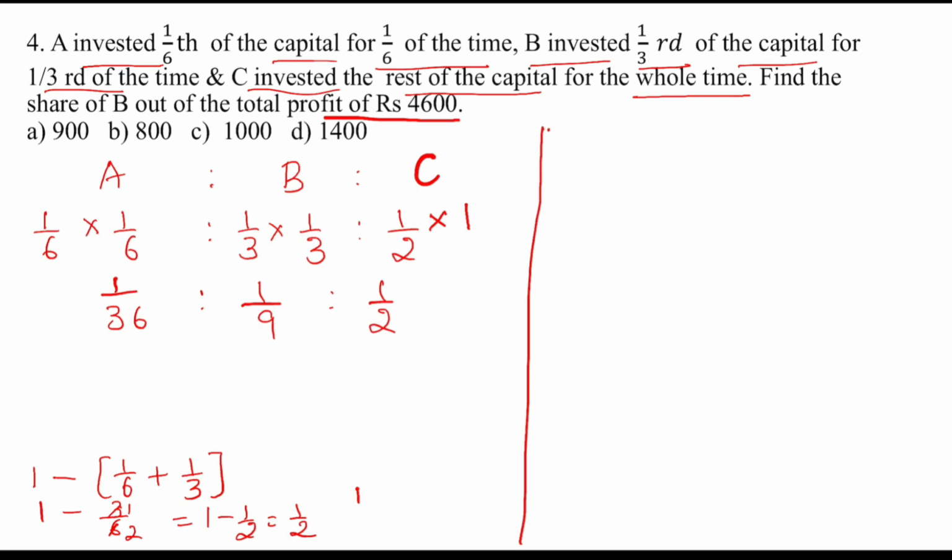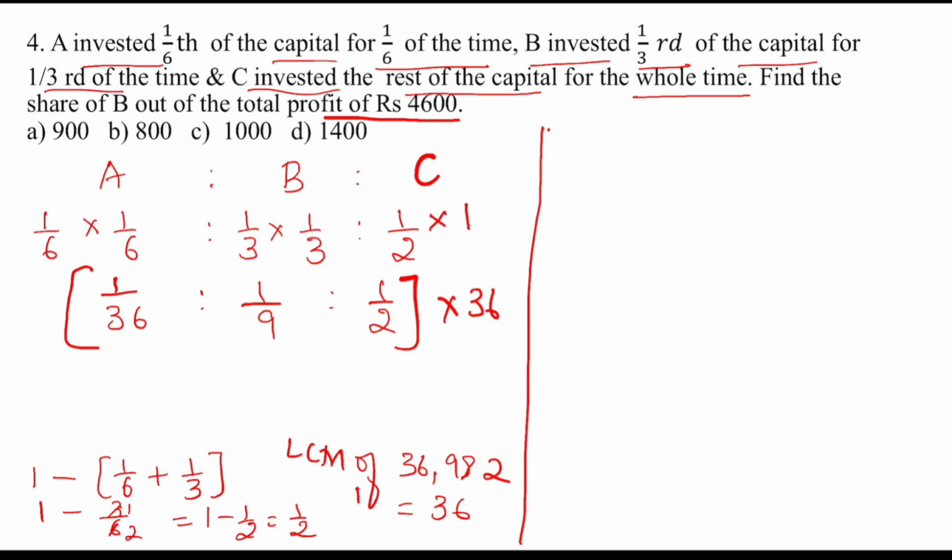Then this is in fraction, we can convert it into whole numbers. So how to convert the fraction into whole numbers? Take the LCM of 36, 9 and 2 and multiply with the total equation. So what is the LCM of 36, 9 and 2? It is 36. So multiply this whole thing by 36.